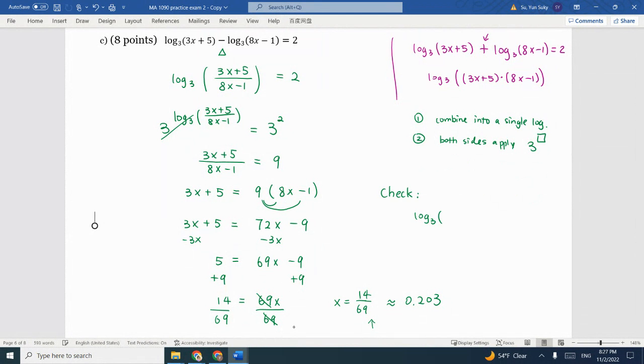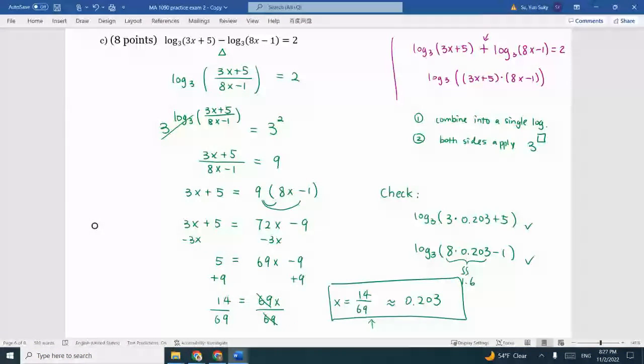Okay, so check. Look at all the log expressions. So log base 3 of (3x plus 5), with x being 0.203 plus 5. This is okay, the thing inside the log is positive. And then log base 3 of (8x minus 1). 8 times 0.2 is about 1.6, and 1.6 minus 1 is 0.6. That's positive, so that's okay. So our final answer, x equals 14 over 69, is a solution. Okay, so make sure we check that.